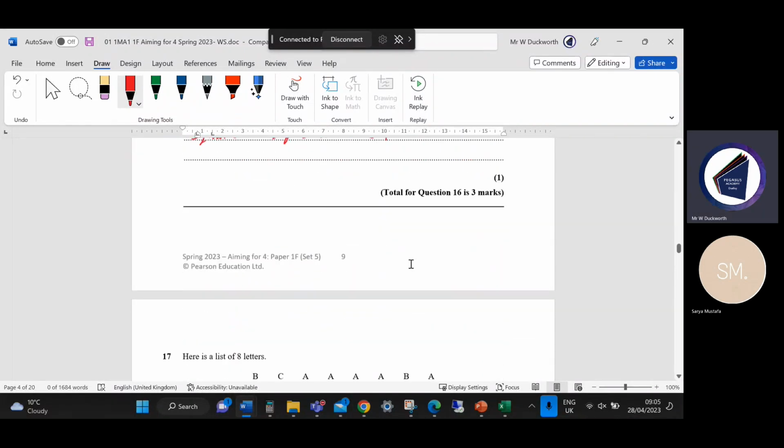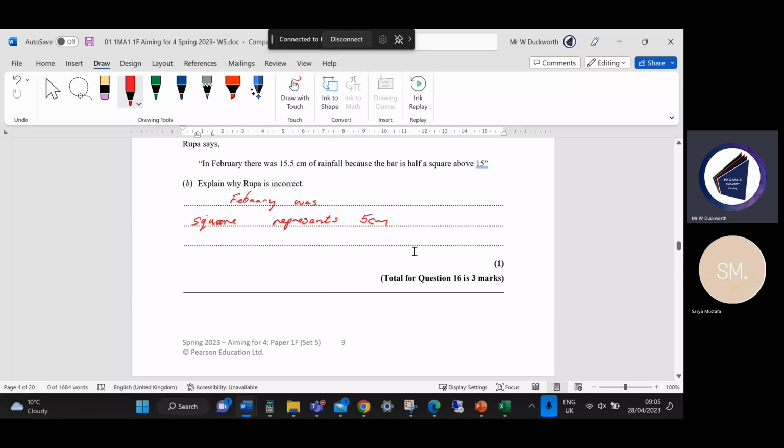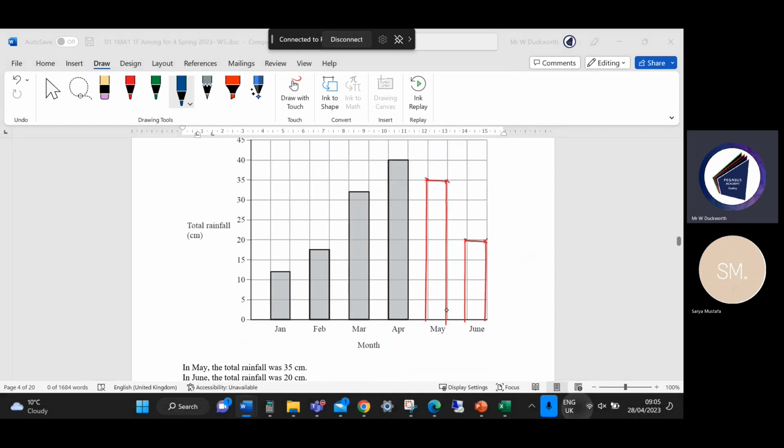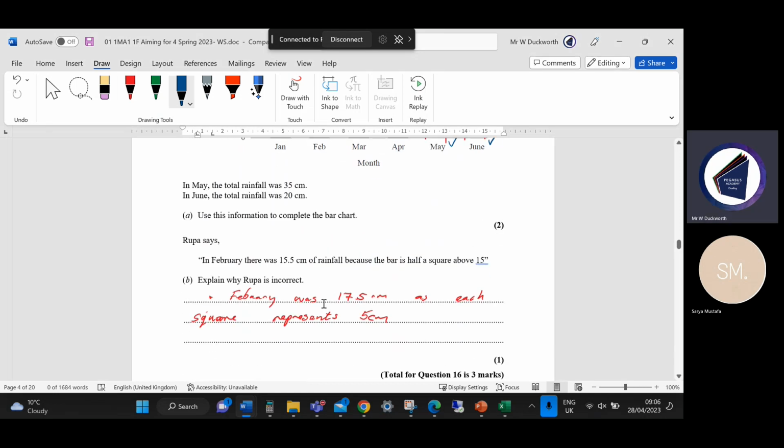Okay, we'll go to the mark scheme for that then. Following from the mark scheme, we've got an M1, a method mark for correct bars. So it's 1 mark for each correct bar, basically. 1 mark, 1 mark. And for part B, half a square is worth 2.5, so it goes to 17.5. So we got the mark there.